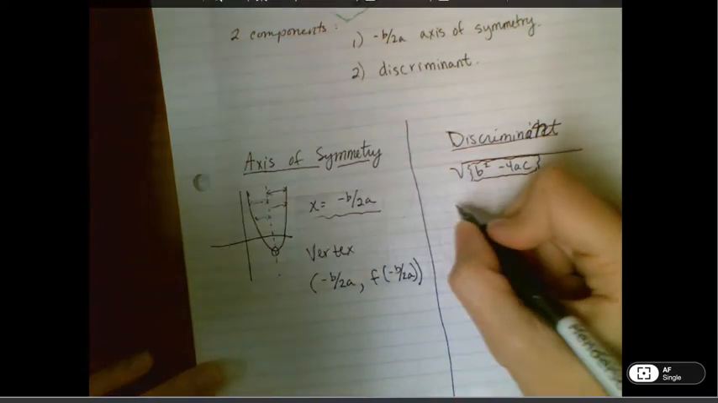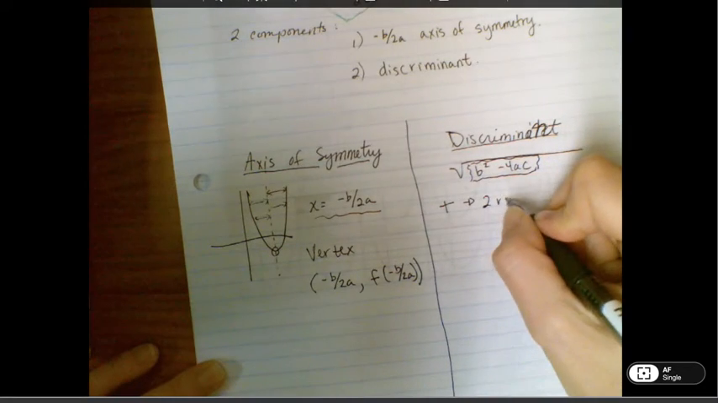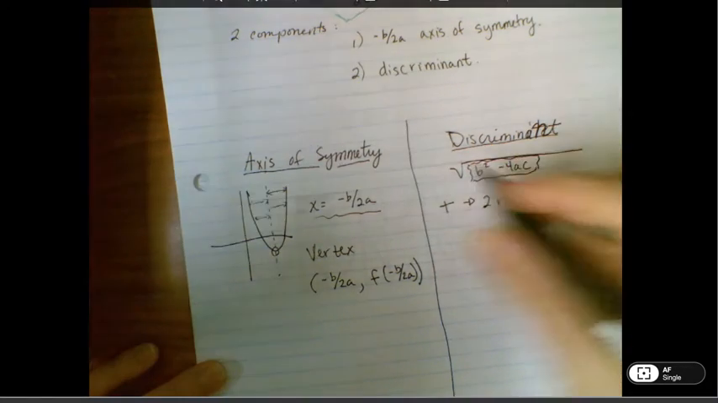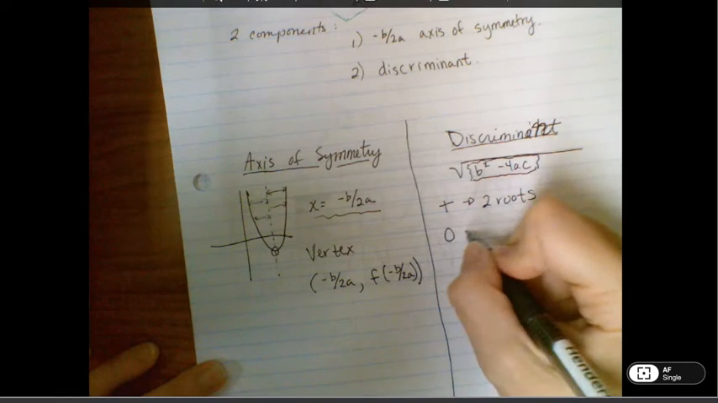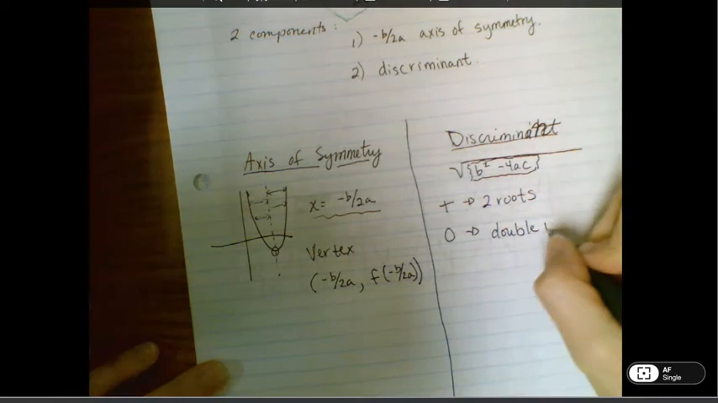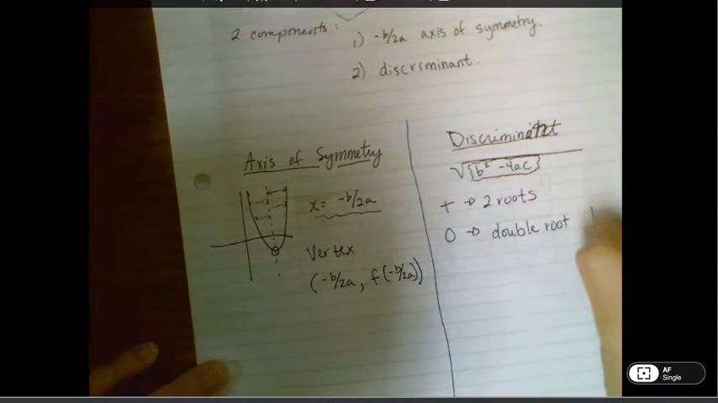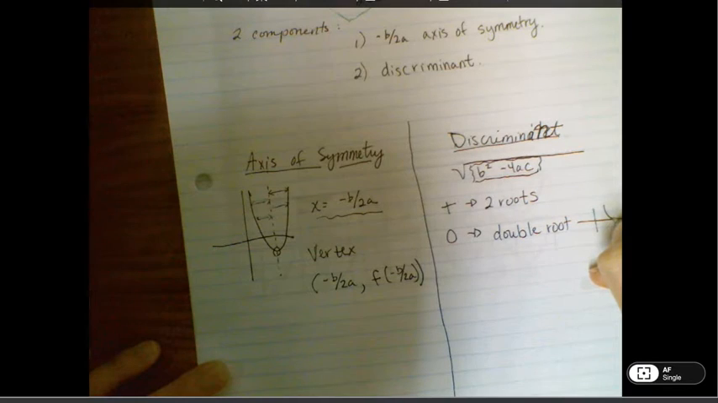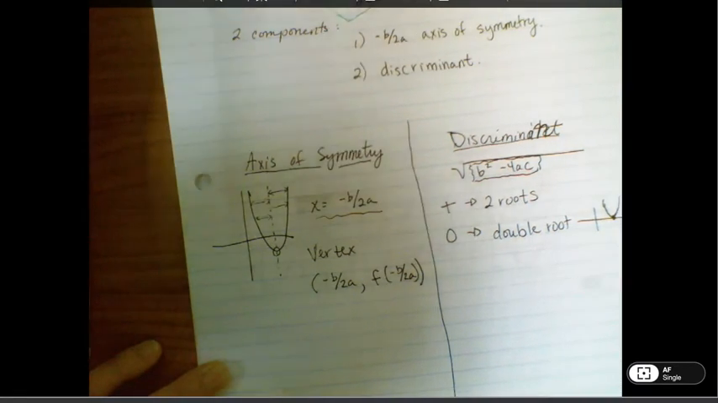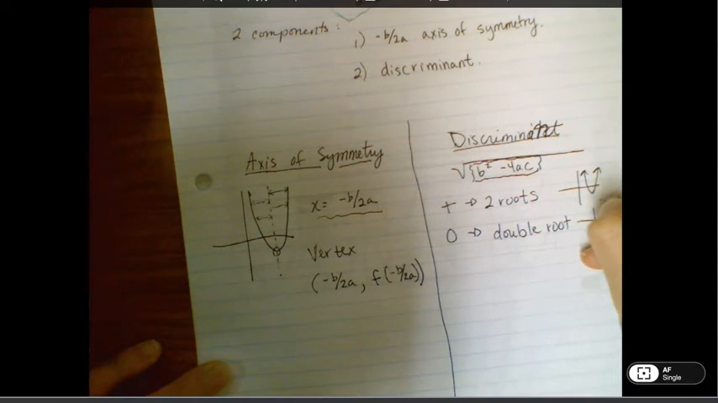What the discriminant tells us is that if it's positive, we're looking at two roots that are distinct. If it's 0, we're looking at a double root. So, for example, if I got 0, my graph might look more like this, where your vertex is your root. This one would look more like this.